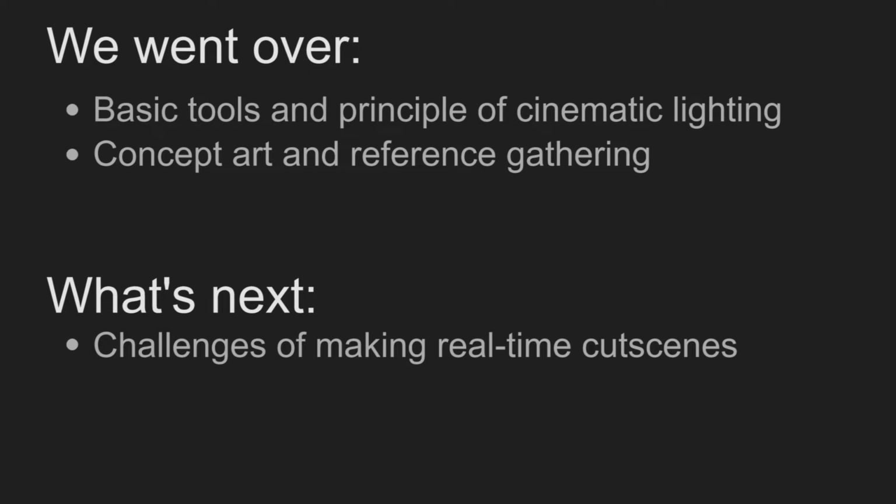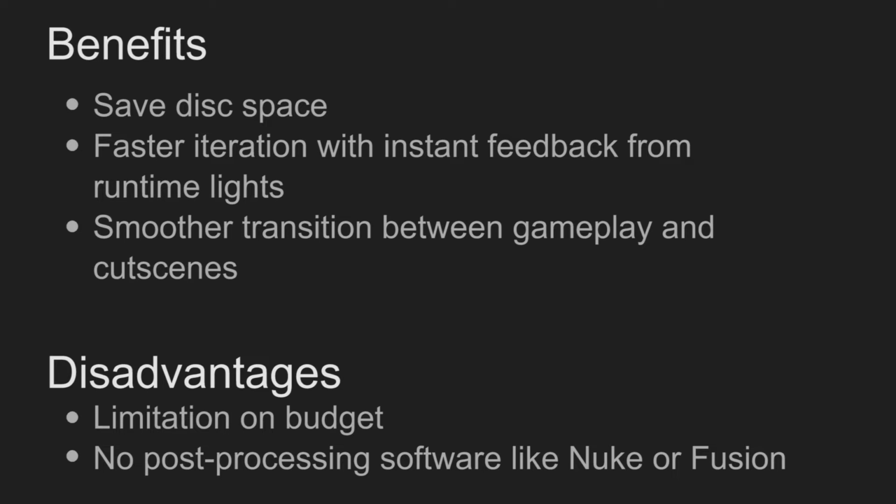So that was the introduction of what cinematic lighting at Naughty Dog is like. Next, I would like to talk about some of the challenges of making cutscenes real time. All of the cutscenes in The Last of Us Part 2 are happening in real time, meaning they're not pre-recorded. The benefits of real-time cutscenes are that we can save disk space, iterate faster, and have smoother transitions between gameplay and cutscenes. The disadvantages are that we have a limited budget, and we cannot use any of the post-processing features such as Nuke or Fusion.